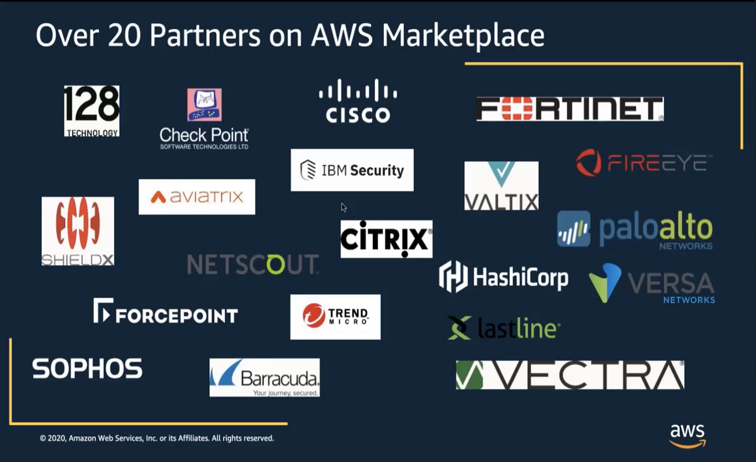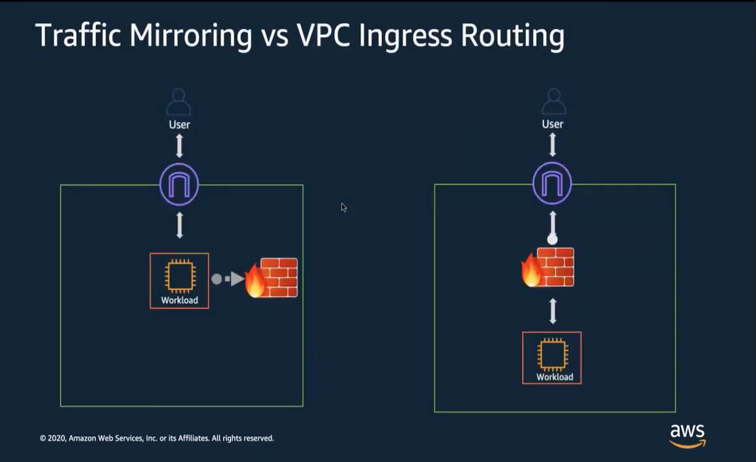In the next slide, we'll see how VPC Ingress routing is different from traffic mirroring. The animation to your left shows traffic mirroring, whereas the animation to your right shows VPC Ingress routing. The biggest difference between the two features is that traffic mirroring allows you to do passive monitoring of traffic, whereas Ingress routing allows you to do inline monitoring of the traffic.